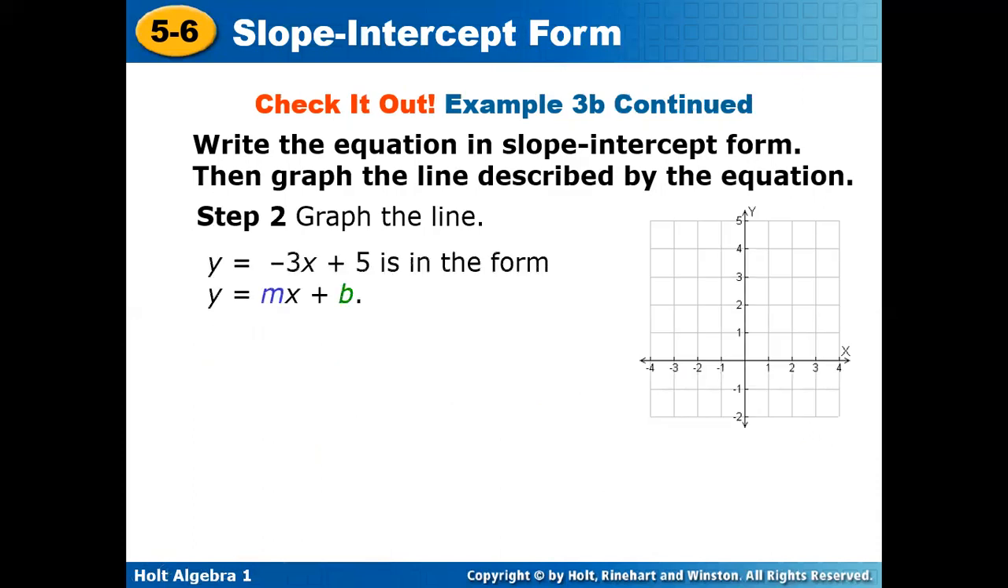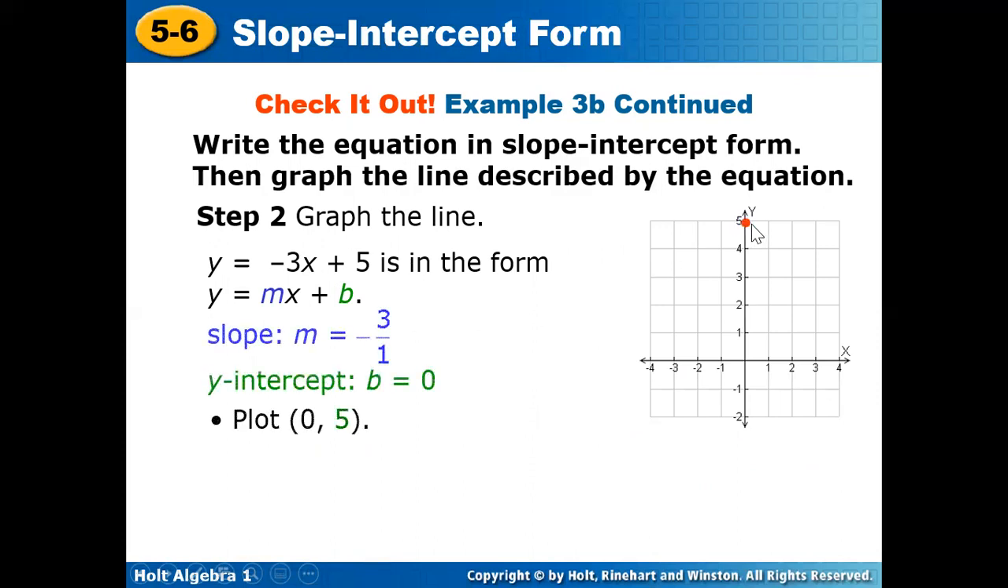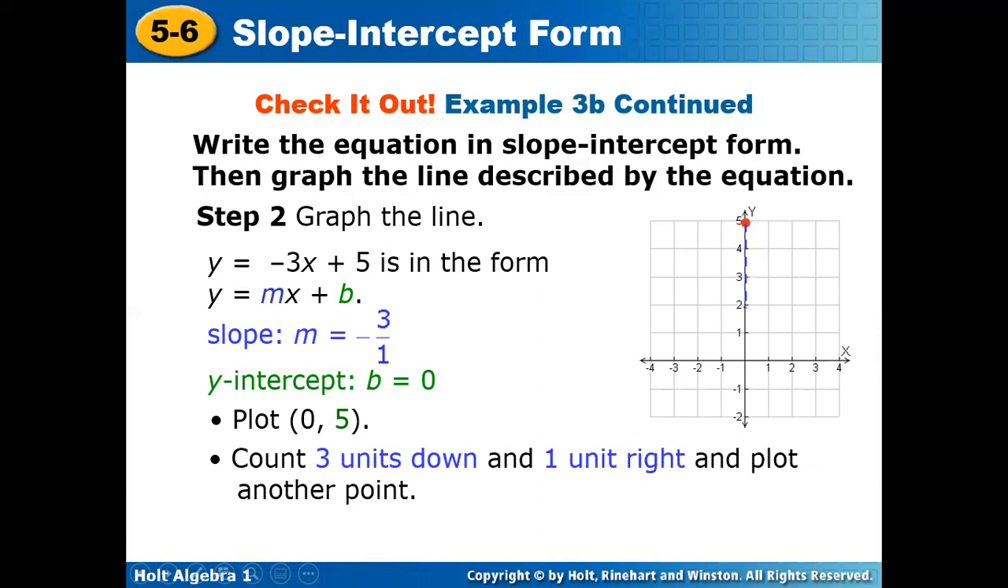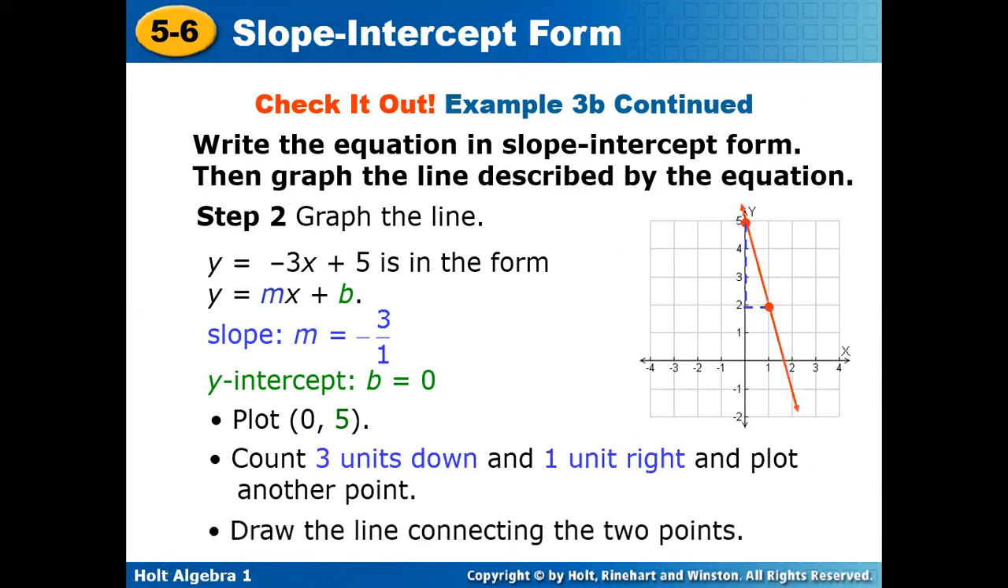Now we're going to graph that line. We have it in slope-intercept form. We're going to plot our y-intercept. Then we have negative 3 over 1. So we're going to go down 3 and to the right 1. We're going to plot our other point, and then we're going to draw in our line.